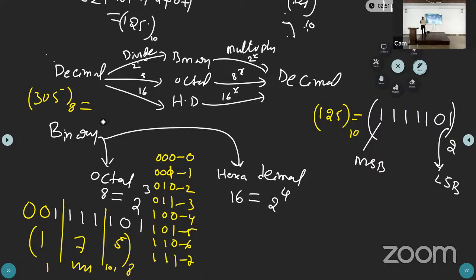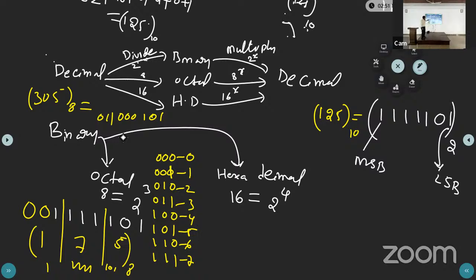Represent each digit of the octal number in the 3-bit format. What is 5? 1, 0, 1. Next, 0 is 0, 0, 0. Next, 3 is 0, 1, 1. That is the binary equivalent value.